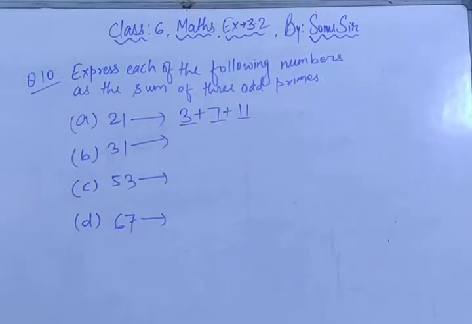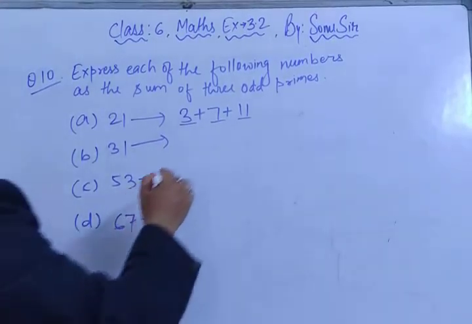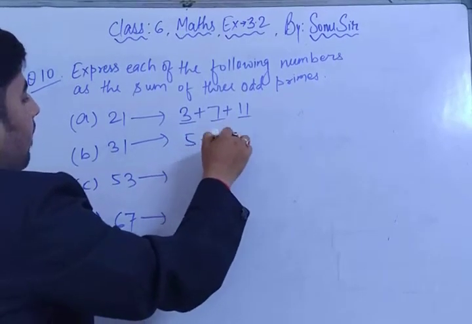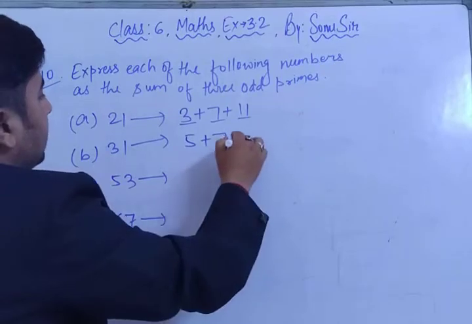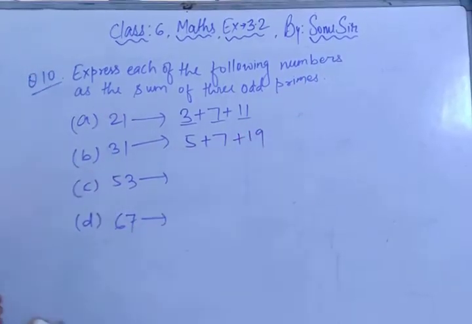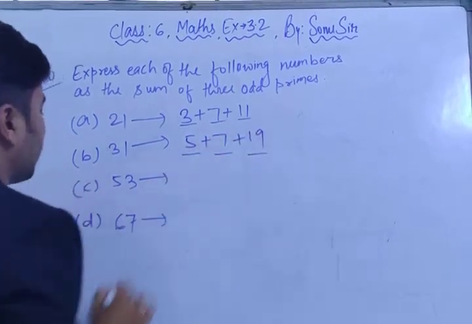So can you tell me about the 31? Which are the three odd prime numbers whose sum is 31? Can we take 5 plus 7? 5 plus 7, 12. 12 plus 19 is equal to 31. See, 5 is also a prime number, 7 is also a prime number, 19 is also a prime number.